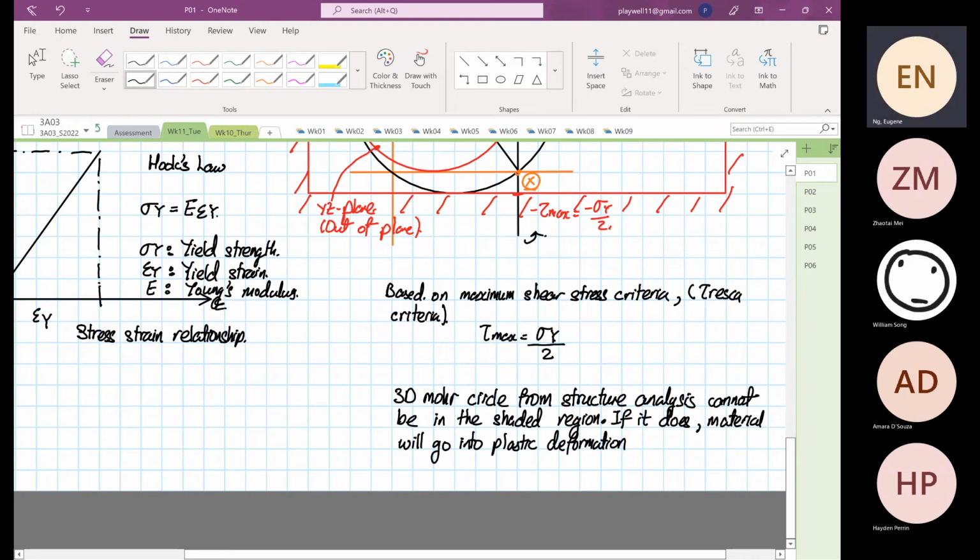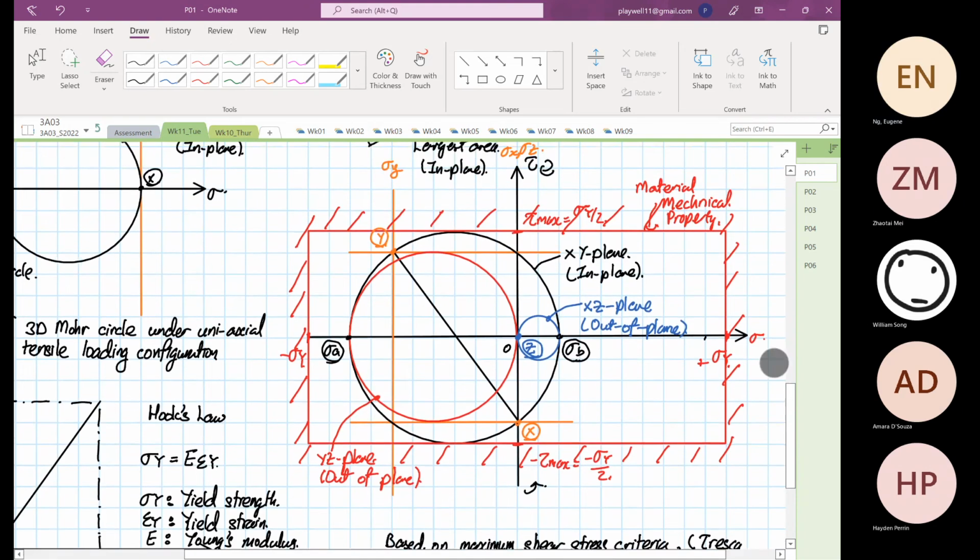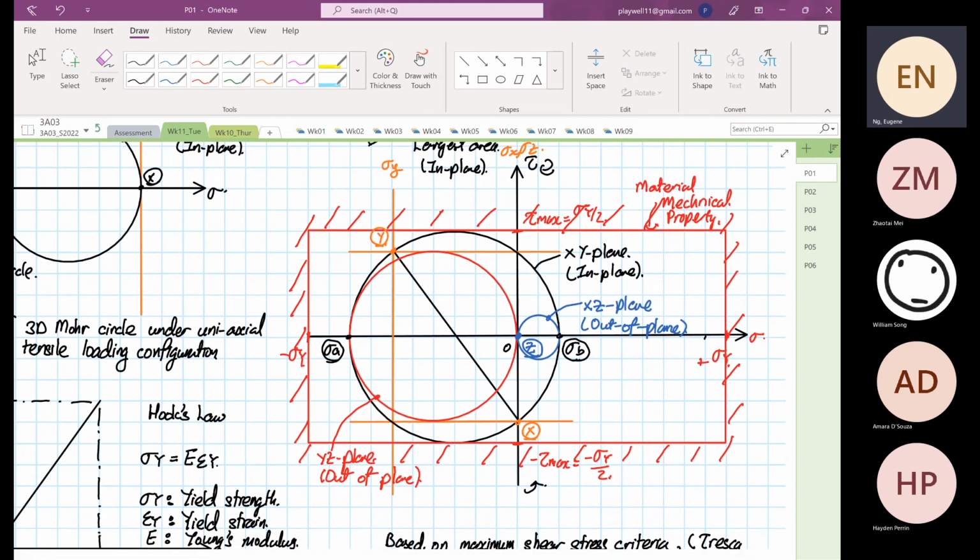You go into plastic deformation for ductile material, or fracture for brittle material like concrete, or cement, right? So if it's within the shaded region, it will not yield. If the circle is bigger than the shaded region, it will yield. Okay, so this is it.